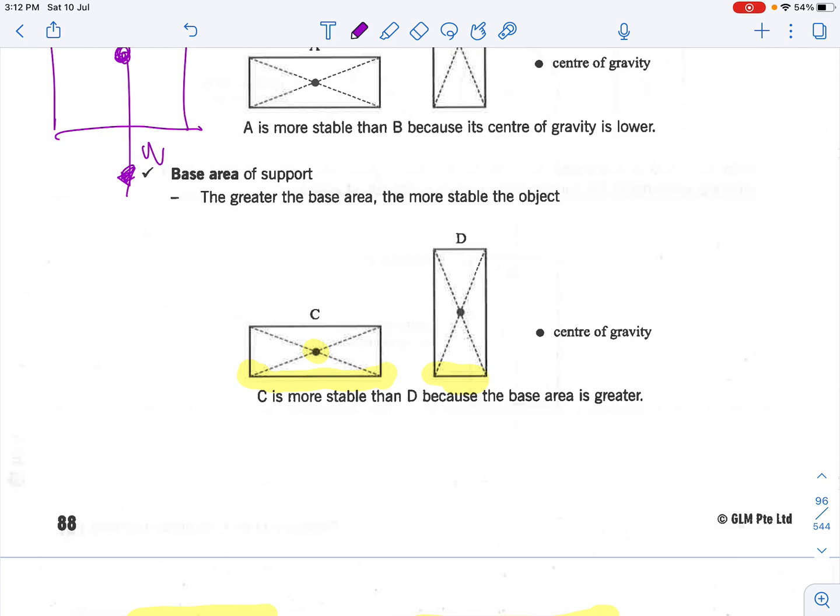Next, we look at base area of support. When we look at sumos, they tend to spread out their legs, and they bend very low. By bending very low, they reduce their center of gravity. By extending the legs far apart, they build a greater base area, allowing them to be more stable. It's the same concept for a wine glass. The base area is quite flat and quite big. This helps the base area to be wider, so that the wine glass will not topple easily.